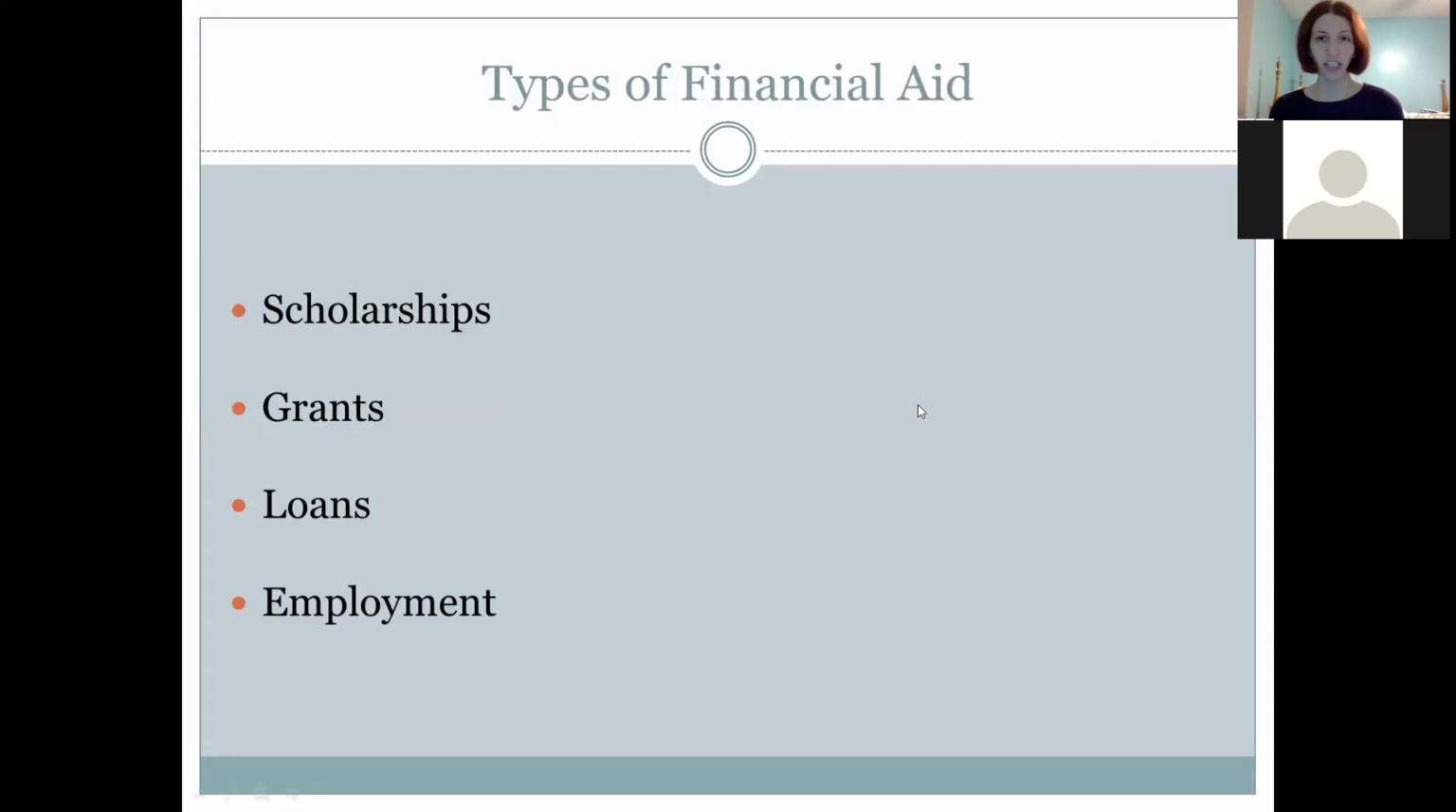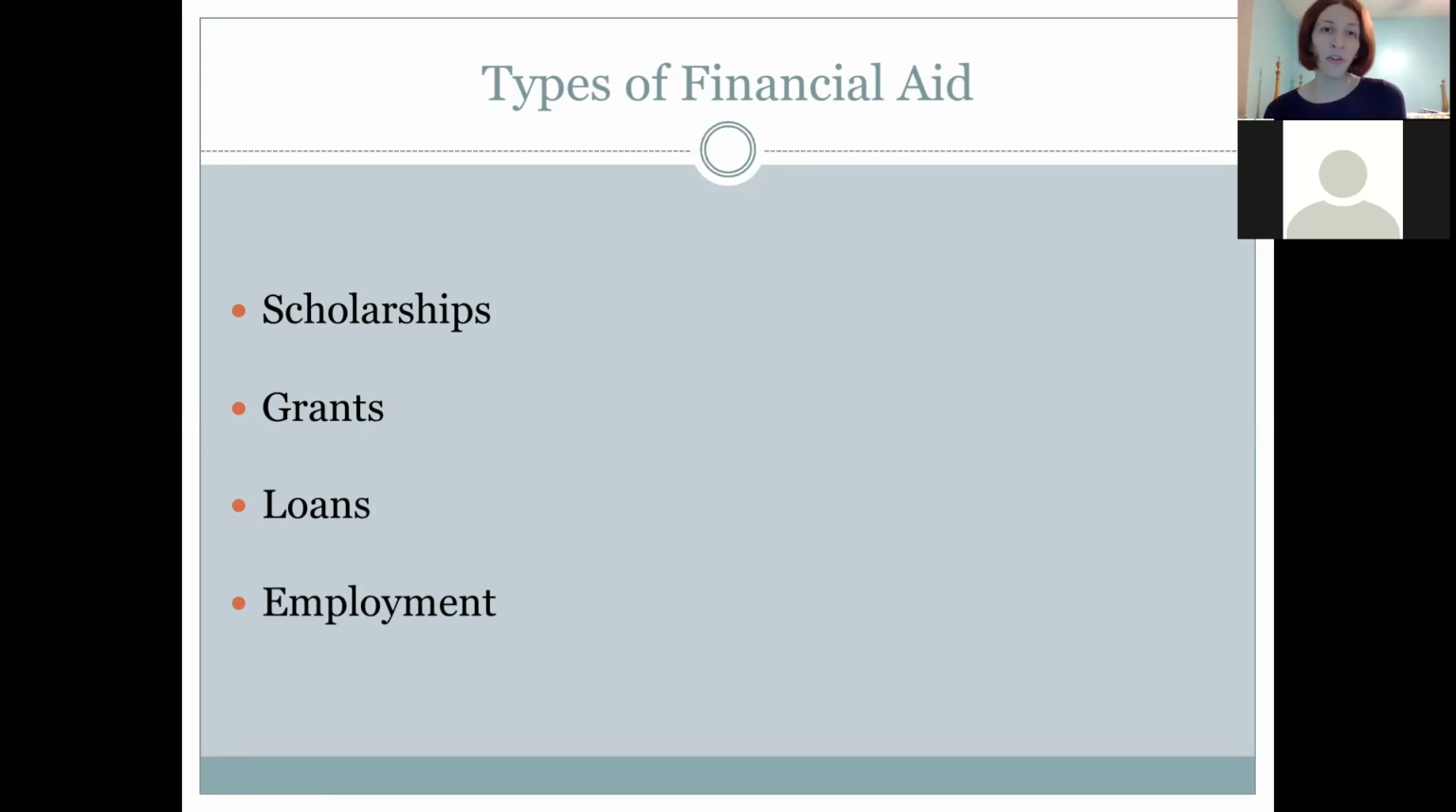So the types of financial aid that you will see in a financial aid package, you have the 4 main categories. You have your scholarships, your grants. Those are free money, grant aid, don't have to be paid back, something that everyone would like, of course. And then you have your loans and your employment. And those two things we consider self-help.